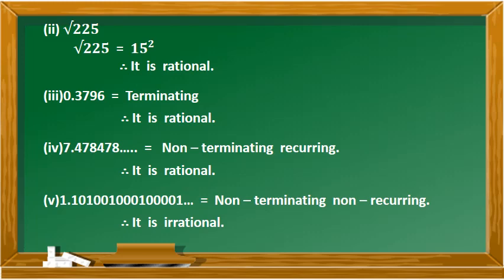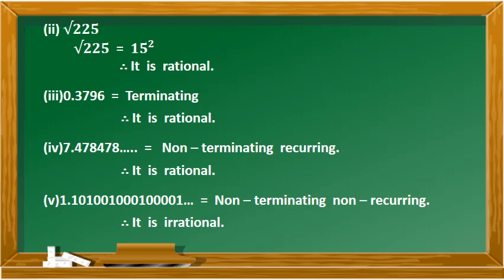The fourth one is 7.478478... Now what does that dot dot represent? Either it represents non-terminating recurring or non-terminating non-recurring. But here you see 478 after the decimal is getting repeated. The division is non-terminating, so you call it a non-terminating recurring decimal expansion. Therefore it is a rational number.